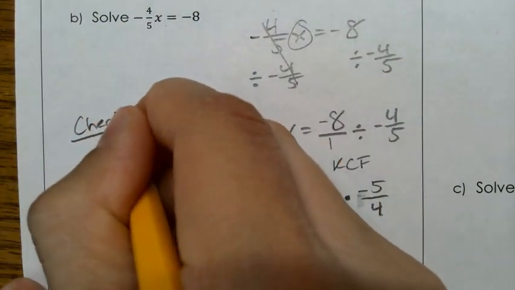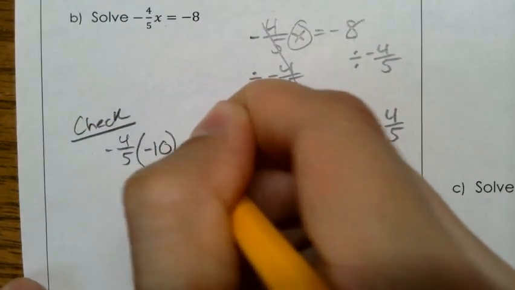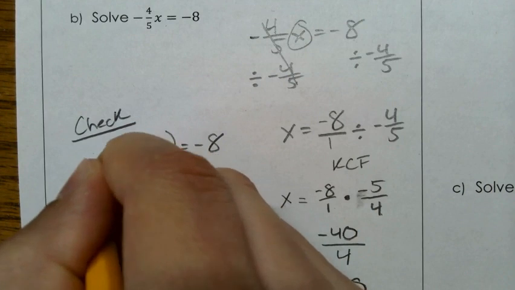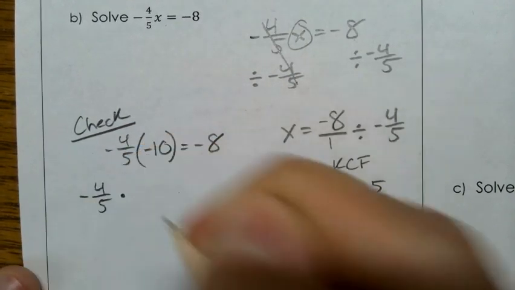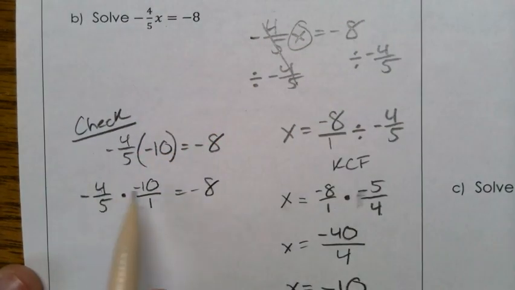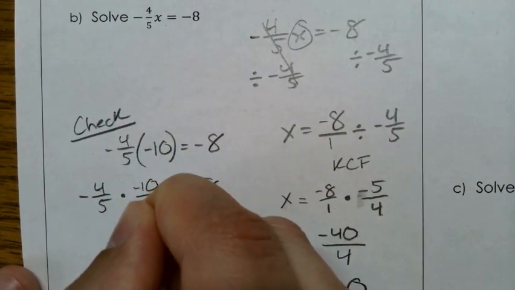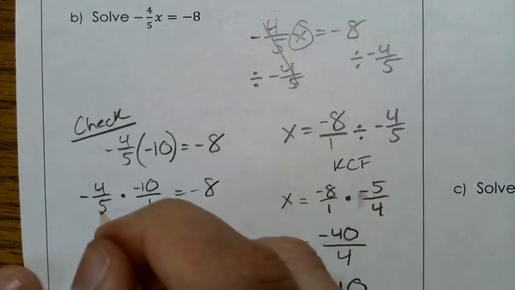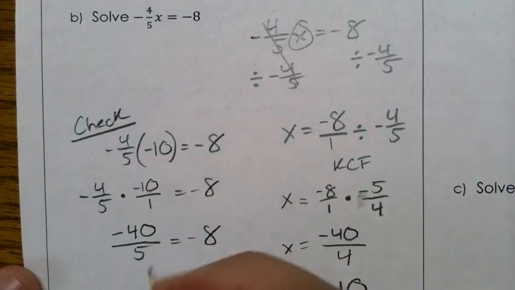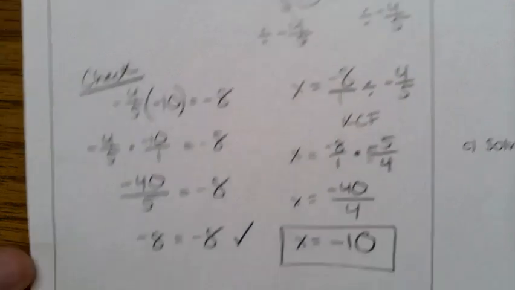So I'm going to do negative 4/5 rather than x. I'm going to put in negative 10 equals negative 8. Well, let's multiply these fractions. So it's going to be negative 4/5 multiplied by negative 10. Put that over 1 since it's a whole number. Negative 4 multiplied by negative 10 is going to give me negative 40. 5 multiplied by 1 would be 5. Negative 40 divided by 5 is going to be negative 8. So yep, the answer is, x equals negative 10.